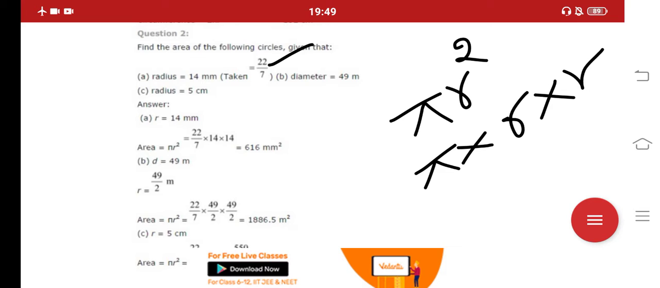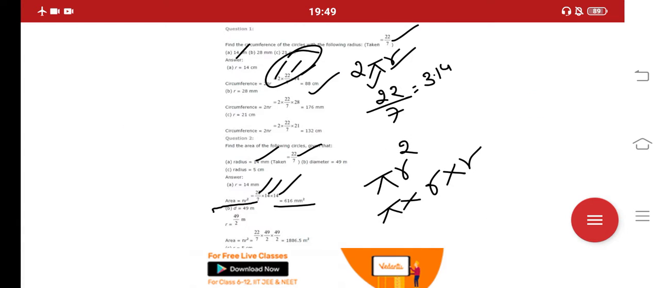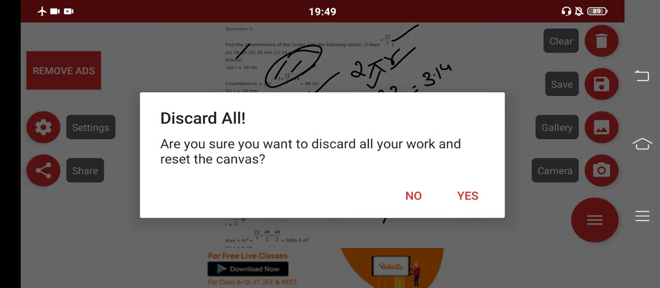So see, for the first option, 14 mm. So here pi into r square means 2 times r, so 14 into 14. After placing all the values in pi r square, we are getting 616 millimeter square. So that is the area of the given circle. So this is how you can solve question number 1 and question number 2.